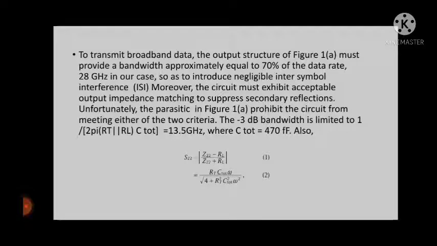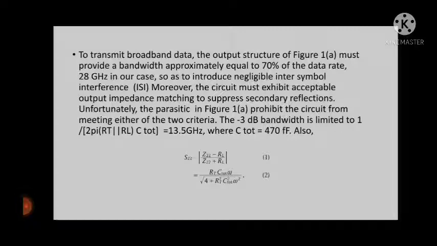To transmit the broadband data, the output structure of figure 1 must provide a bandwidth approximately equal to 70% of the data rate, 28 GHz in our case, so as to introduce negligible intersymbol interference, ISI. Moreover, the circuit must exhibit acceptable output impedance matching to suppress secondary reflections. Unfortunately, the parasitic capacitance in figure A prohibits the circuit from meeting either of the two criteria.